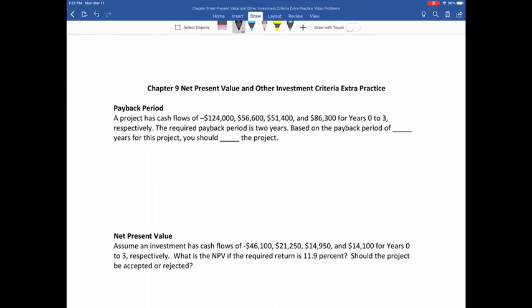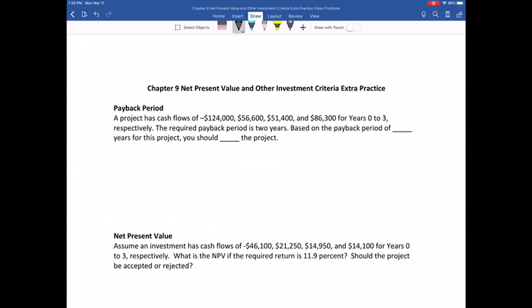So for this problem here, it says a project has cash flows of $124,000. That's the initial cash outflow in year 0 to get the project started. And then we have cash flows of $56,600 coming into or being generated by the project in year 1, $51,400 in year 2, and then $86,300 in year 3. The required payback period is 2 years. So for this problem, the company wants to recoup their investment within 2 years. We need to calculate the payback period and compare it to this 2-year threshold.